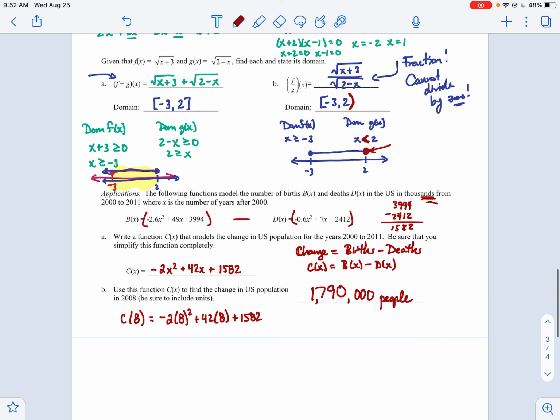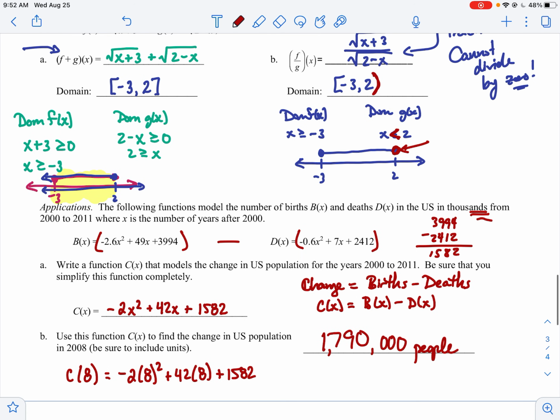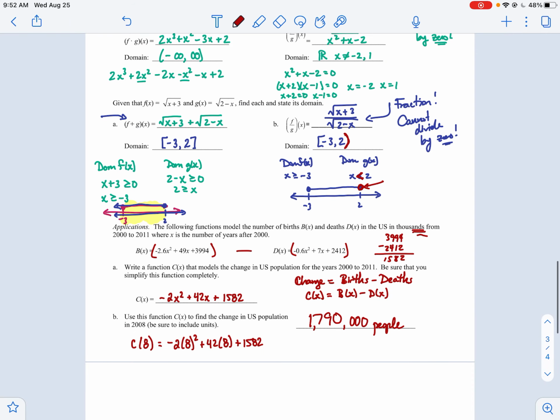So in the year 2008, it was a positive number. That means the change was positive, so there were more births than deaths. And if there was a particular year where the number came out negative, then we would know that in that particular year, the U.S. population went down. Okay? All right, so that's that.